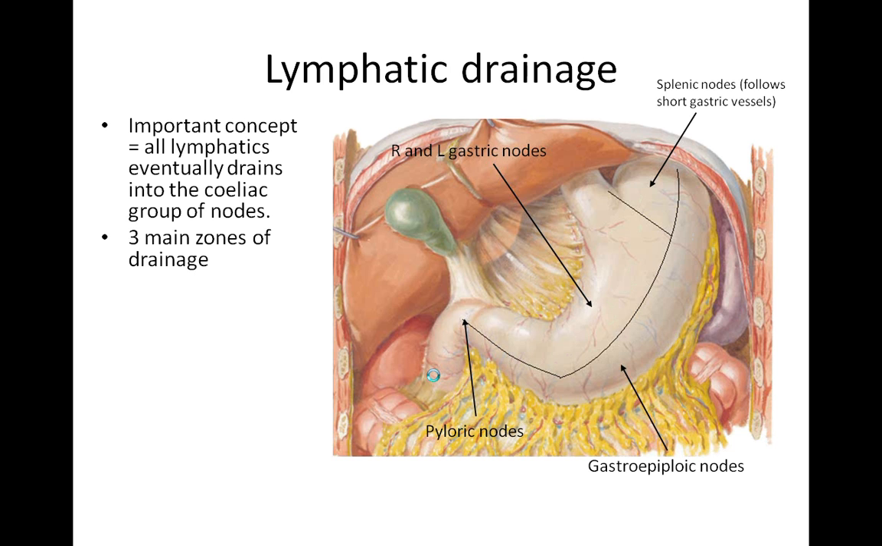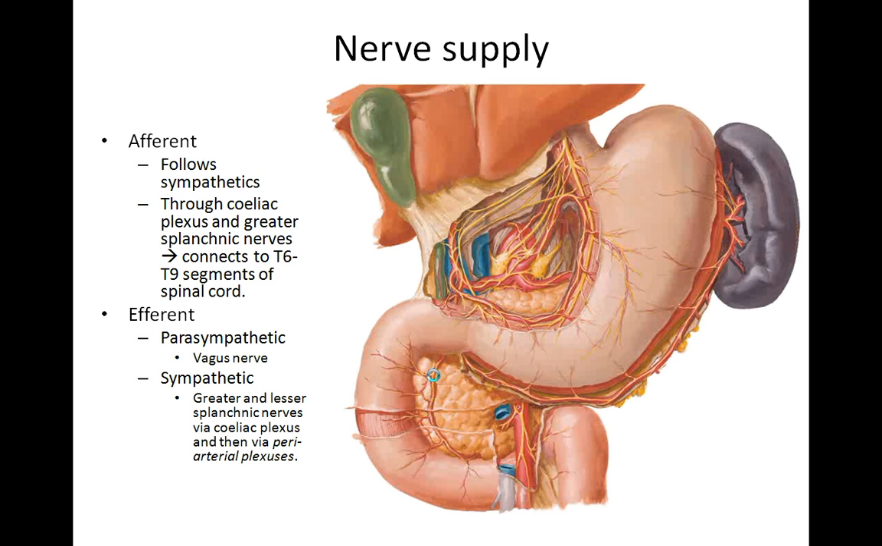The final thing to consider is the nerve supply of the stomach. With any nerve supply, if anyone asks you to describe the nerve supply, you should consider the afferent supply as well as the efferent supply. Now, the afferent supply, the pain mainly follows the sympathetic fibers.